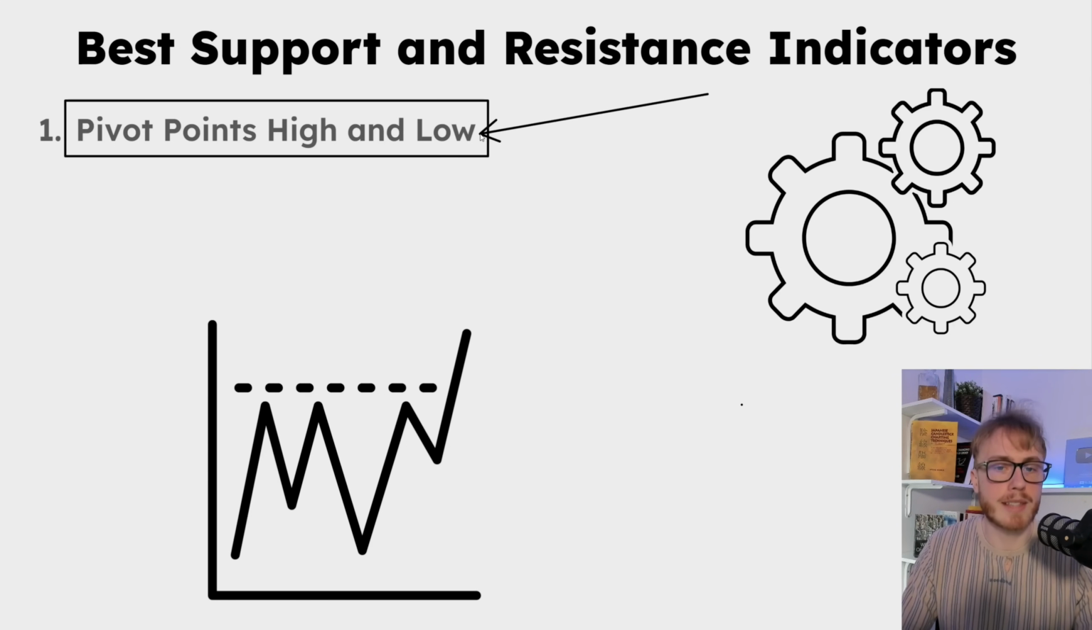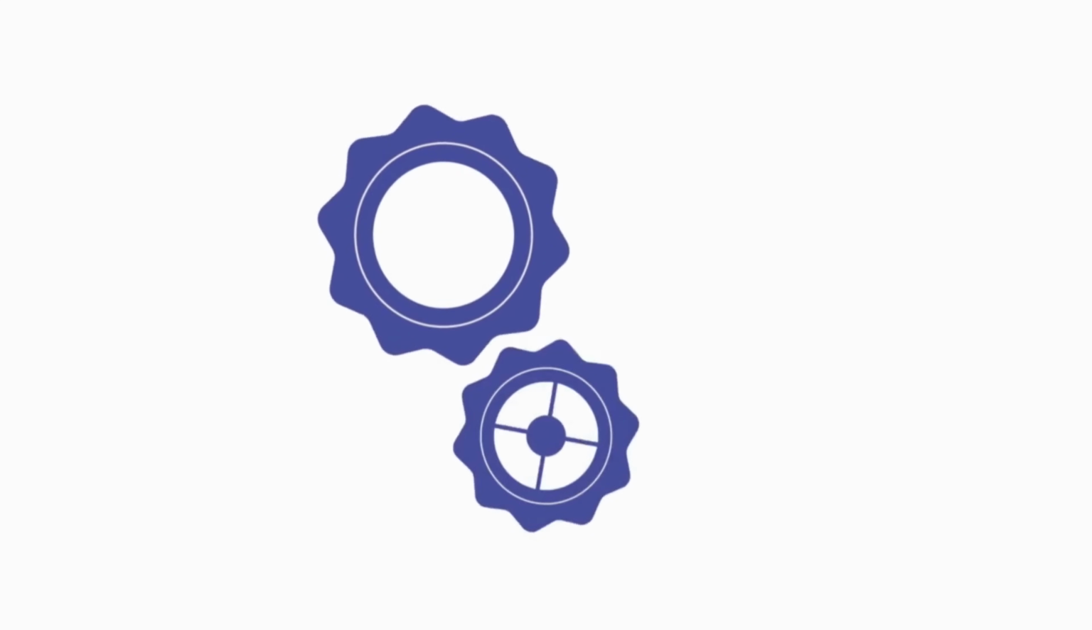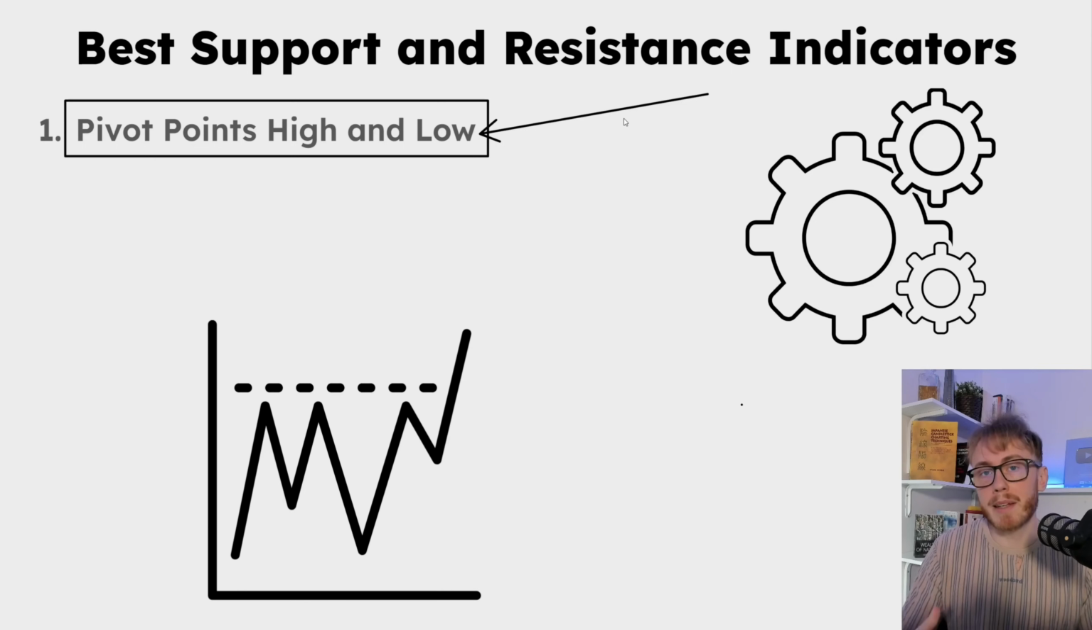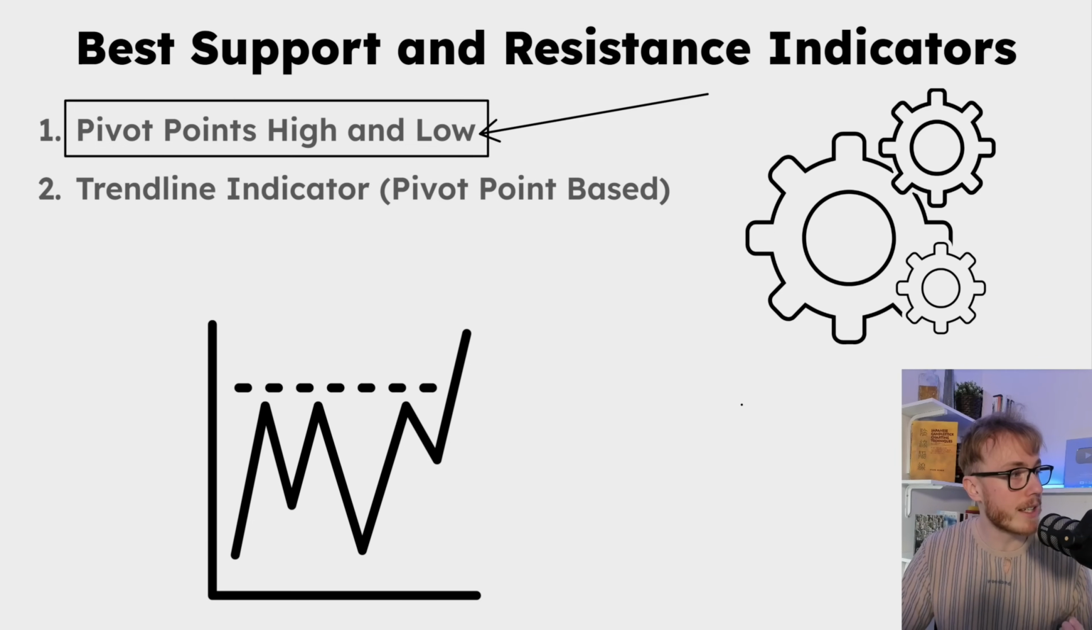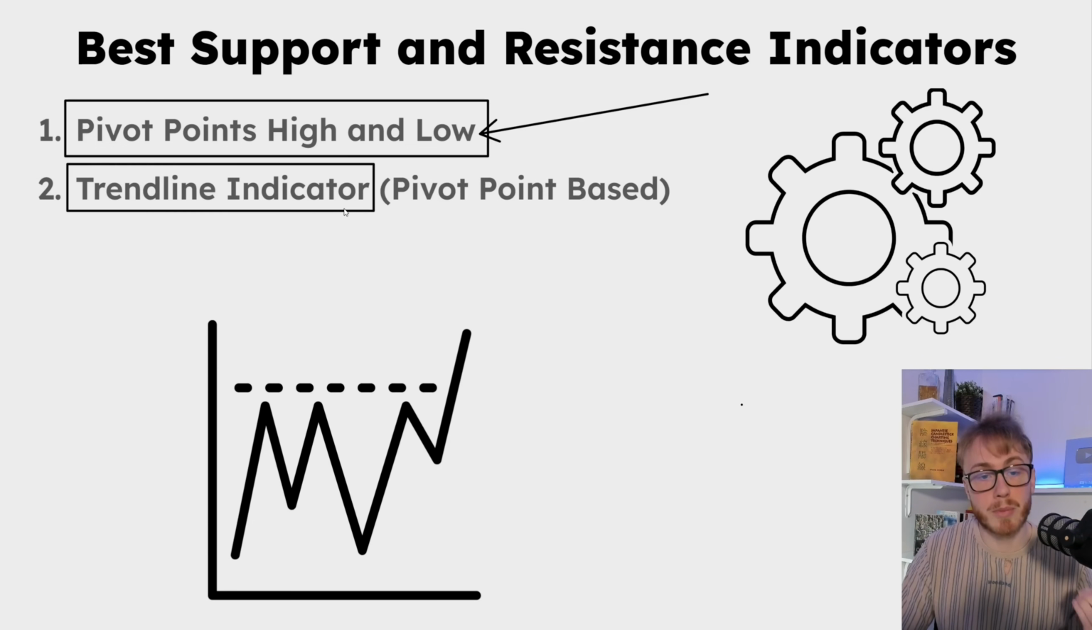And this indicator right here can be pretty hard to use in the beginning, but don't worry, I will walk through step by step how to set this indicator up. And we will also take a look at how you can change the settings of this indicator to potentially make it even more effective. The next indicator we're going to cover here is an indicator that finds trend lines automatically.